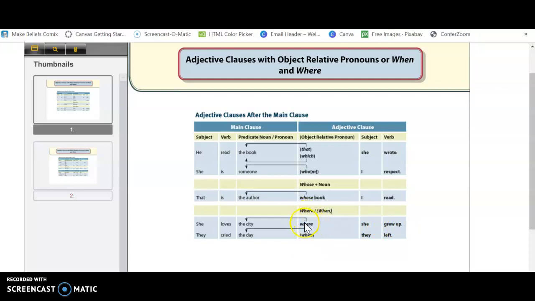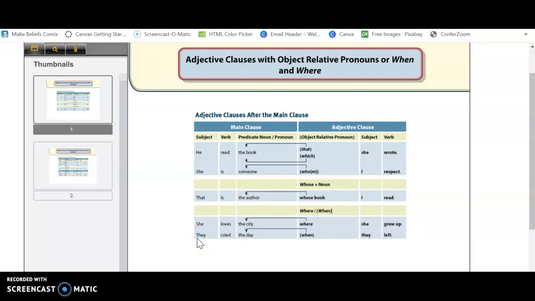So again, where replaces in that city in the second sentence. She grew up in that city. We're going to get rid of in that city and replace it with the word where, to create this beautiful adjective clause that describes the noun in front of it.